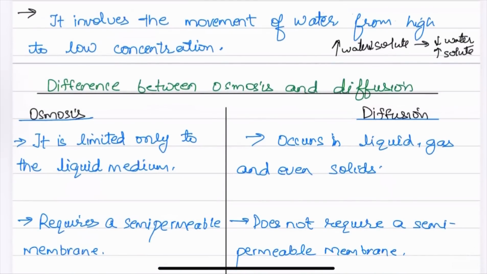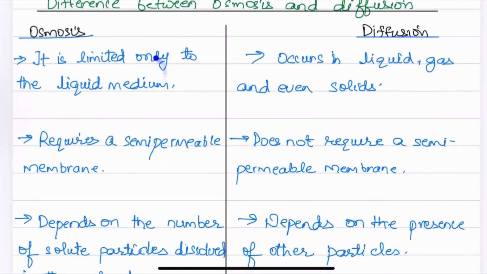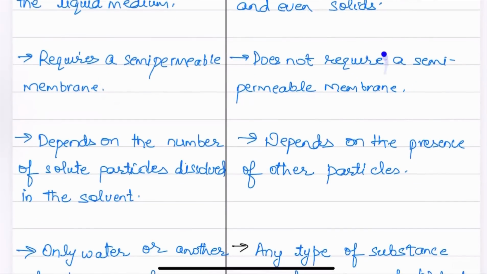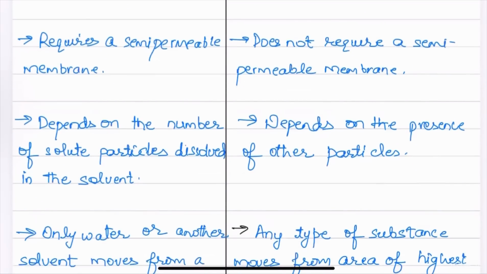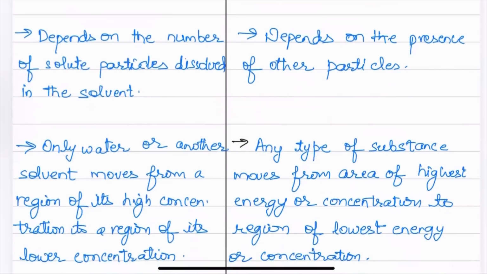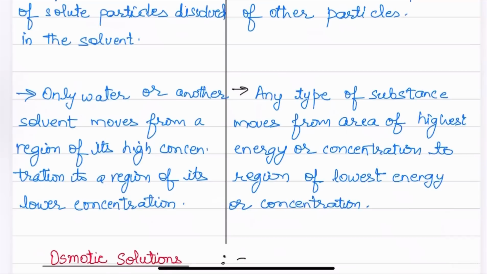Difference between osmosis and diffusion. Osmosis is only limited to the liquid medium. Diffusion occurs in liquid, gas, and even solids. Osmosis requires a semi-permeable membrane, whereas diffusion doesn't require it. Osmosis depends on the number of solute particles dissolved in the solvent, while diffusion doesn't depend on the presence of other particles. Only water or another solvent moves from a region of its high concentration to a region of its lower concentration, and in case of diffusion, any type of substance moves from the area of highest energy or concentration to the region of lowest concentration or energy.